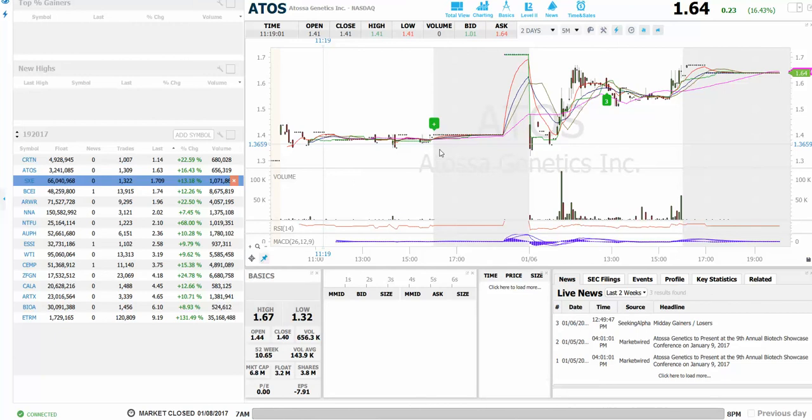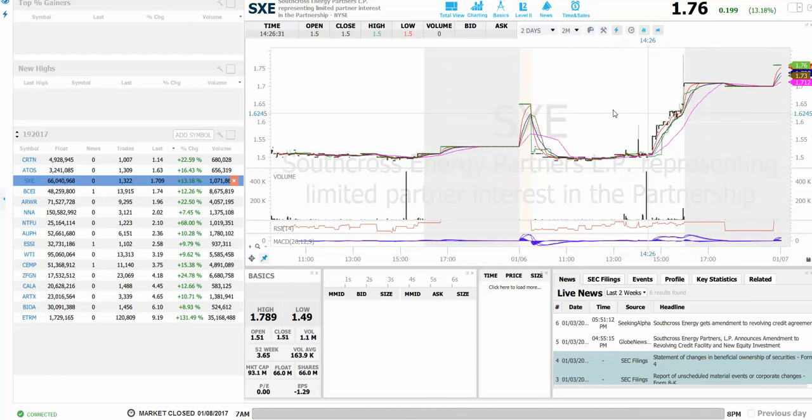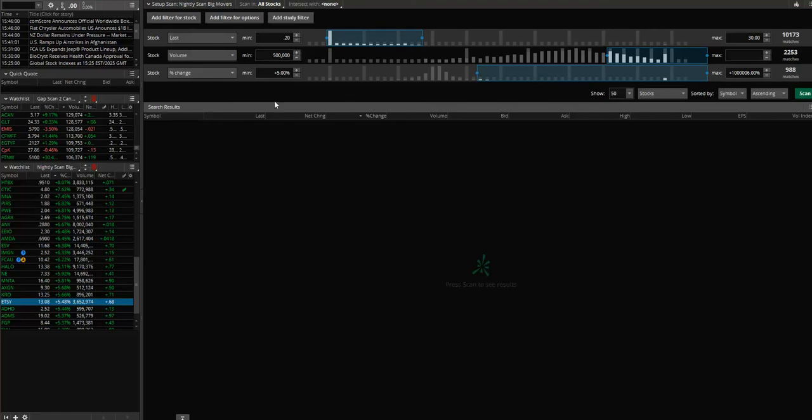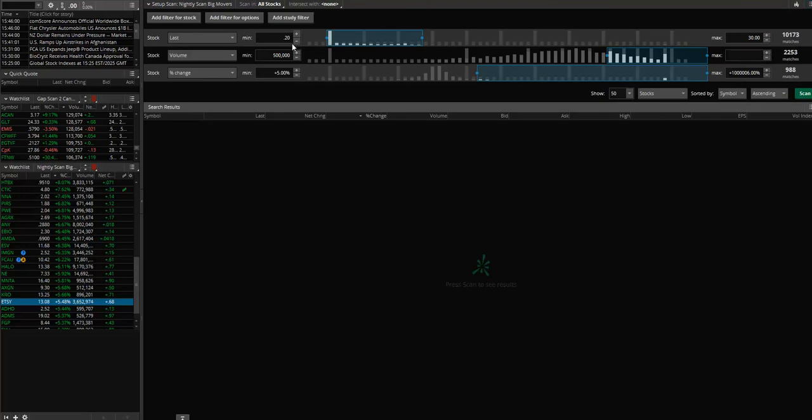So what I do is I look for stocks that are holding their highs because my assumption is they're going to be in play the next day. There's a few ways to find them, right? I showed everyone how I find my plays. I have this big moves nightly scan, and the criteria I look for is stocks between 20 cents and $30 that have 500,000 shares and are up 5% or higher. And then I hit scan.